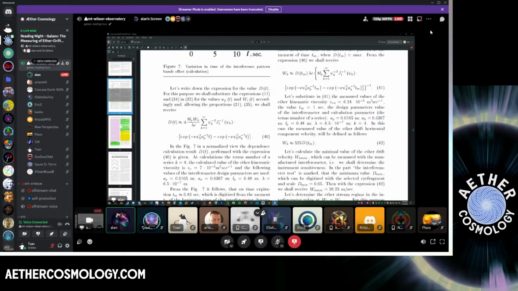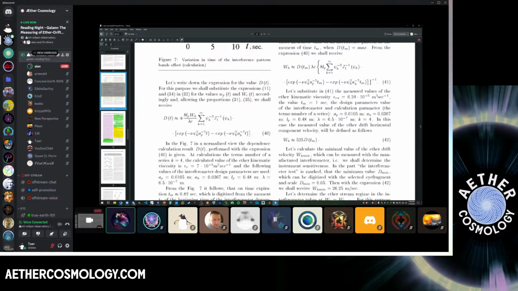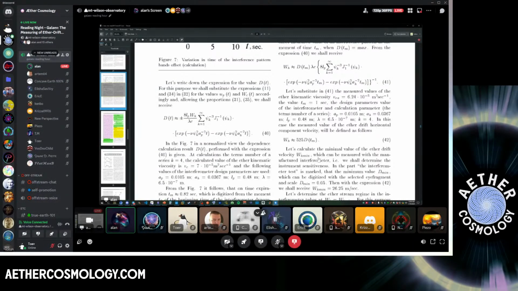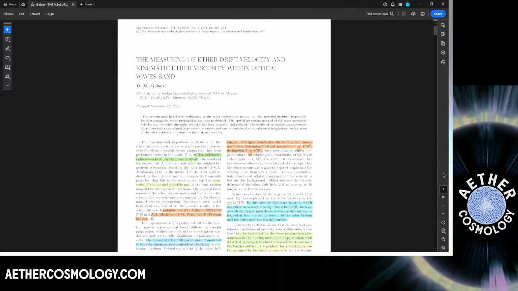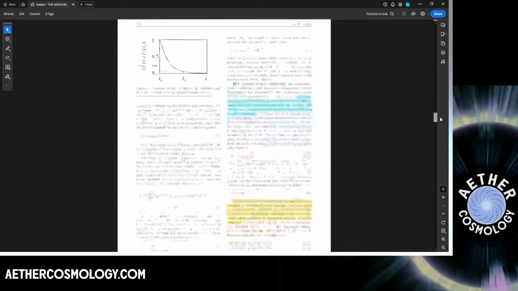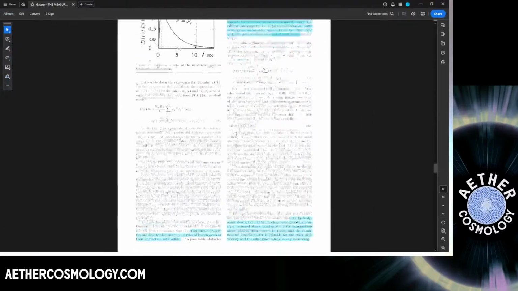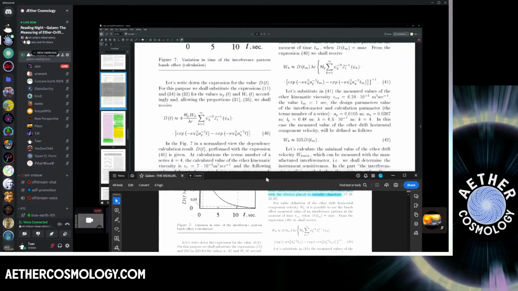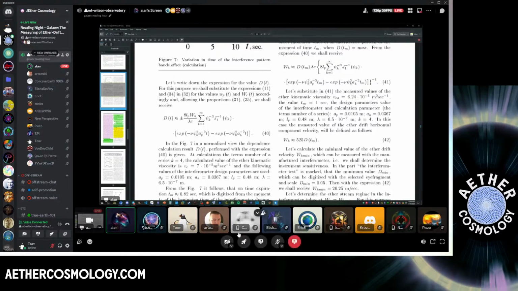Ether kinematic viscosity, V sub ether, equals 6.24 times 10 to the minus 5 meters squared per second. The value Tm equals 1 second. The design parameter values of the interferometer and the calculation parameters: the tube radius AP equals 0.015 meters, alpha sub H equals 0.0367 meters, L sub P equals 0.48 meters, lambda equals 6.5 times 10 to the minus 7 meters, and K equals 4.